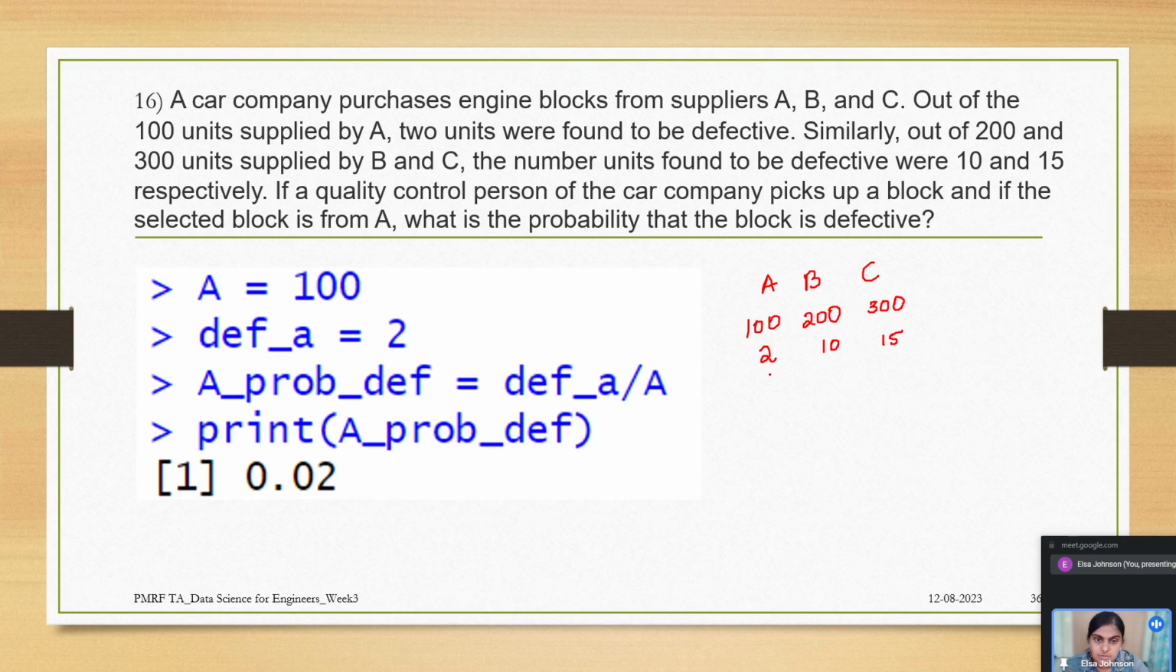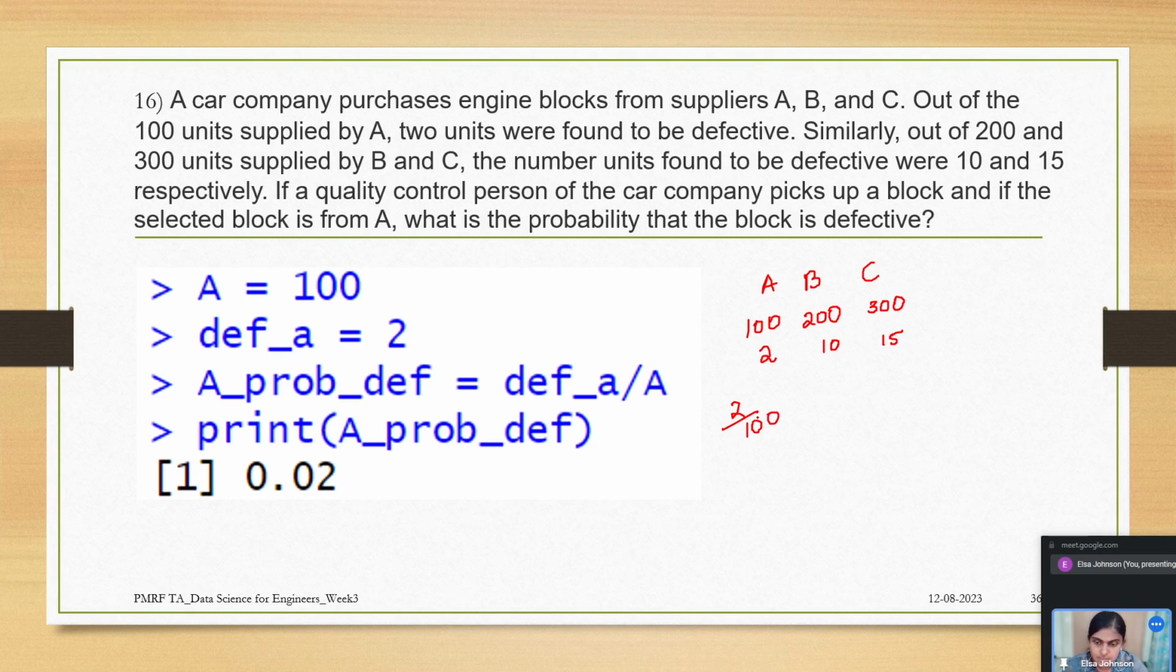So if a quality control person of the company picks up a block and the block is selected from A, what is the probability that the block is defective? Okay, so you have total number of A as 100 and defective as 2. Here we are only asked about a block taken from A. Later we'll come to the case where one is given and the next is taken. Right now we only have to check defective A by total number of A. So 2 by 100 gives 0.2.